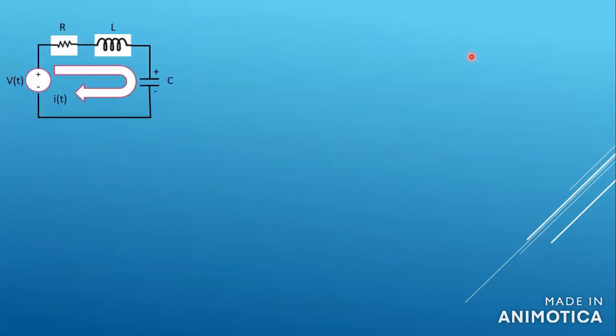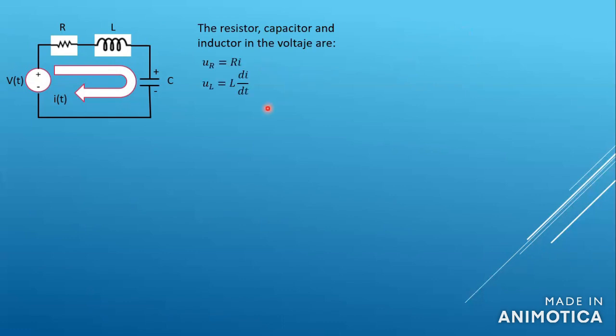Now, we do exactly the same with the RLC circuit. It's the simplest circuit, the simplest example. The voltages across the resistor, the inductor, and the capacitor are: u_R equals R i, u_L is equal to L times di over dt, and v(t) for the capacitor is equal to 1 over C times the integral of i dt from t0 to t.